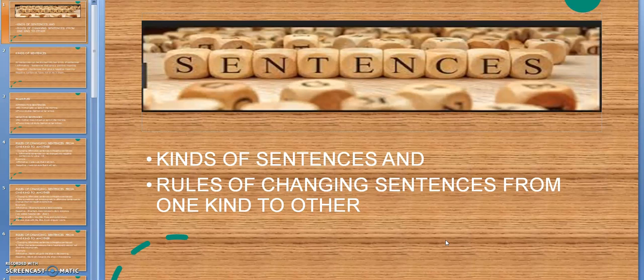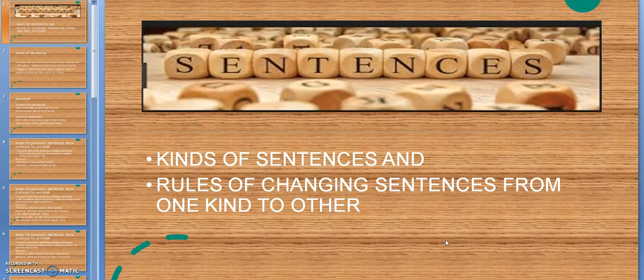Assertive sentence, which is a simple statement of facts. Imperative sentence, which may be a command or a request. Interrogative sentence, which is a question. And lastly, exclamatory sentence, wherein we may express sudden feelings, exclamations.